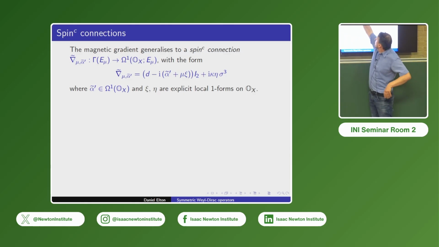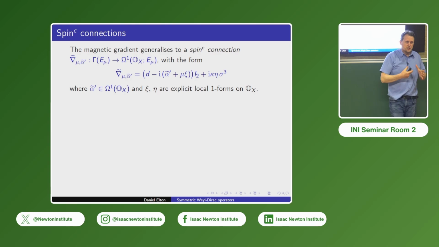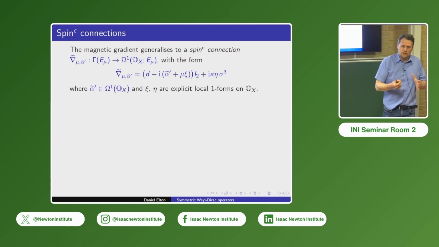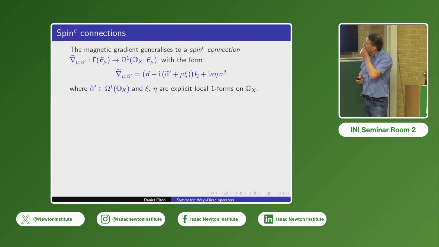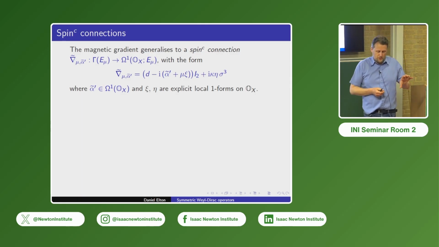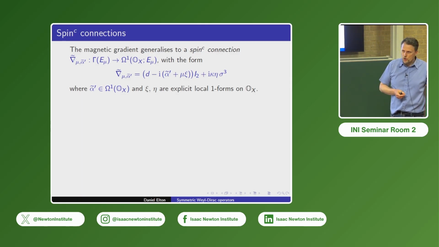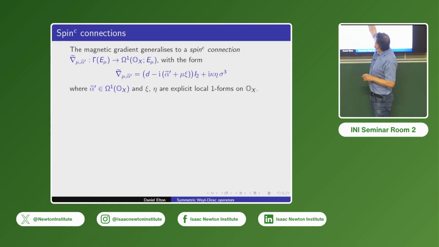And there's a correction. We're in a geometric setting. There is a geometric component as well, but this is fixed. It's independent of the mu and the alpha. Okay, so these spin-C connections do have a component that depends on which spin bundle we're working on. That's the mu. And that's coming in here, mu times this psi.